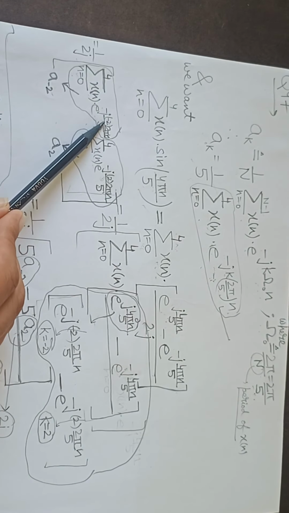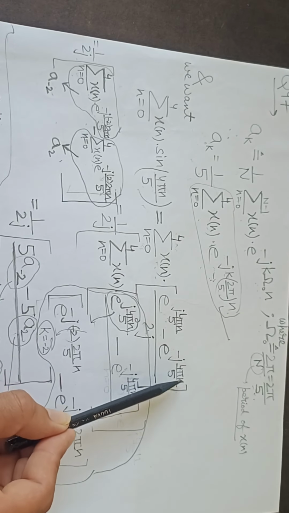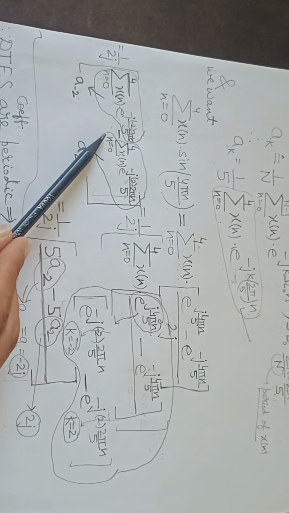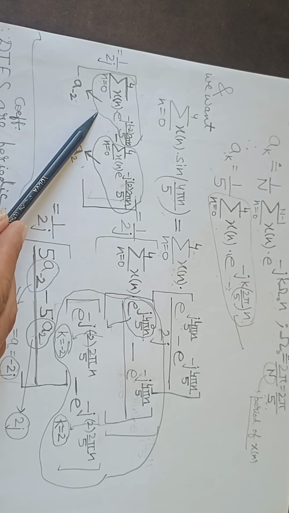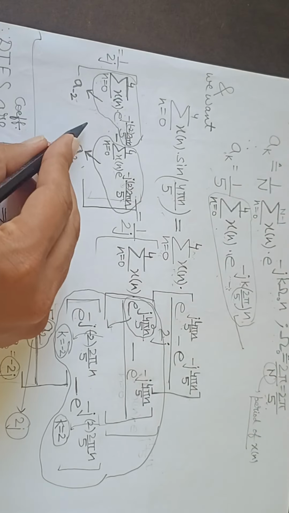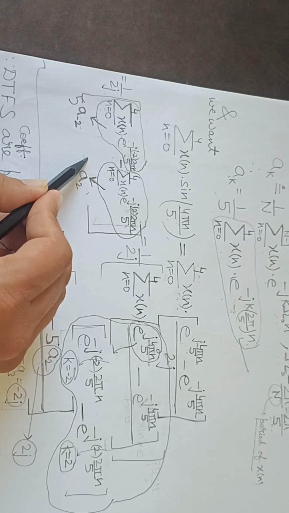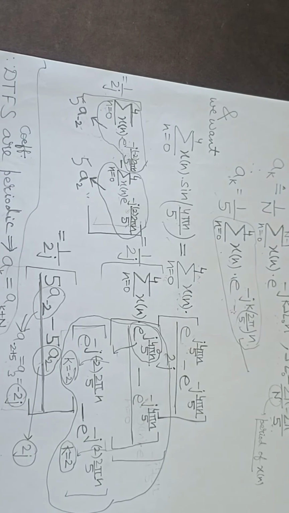So for k equal to minus 2 I am getting this thing, and for k equal to 2 I am getting this thing. Okay, so this thing is nothing but 5 times a minus 2, and this thing is nothing but 5 times a2.